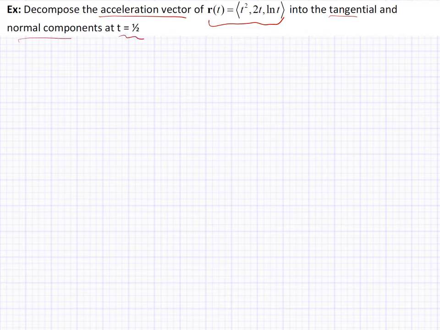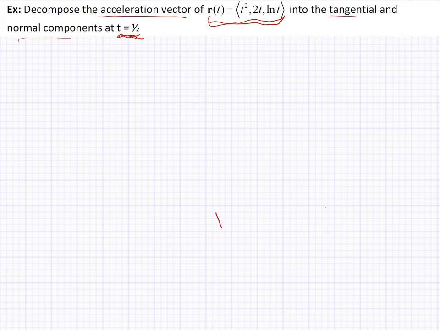Normally, this is not a very easy task. It's a fairly long problem, and even this one is pretty long. But it's made easier by giving you all this at a particular t value. If I asked you to just generally decompose the acceleration vector for a given vector valued function and not at a particular t value, this becomes even more difficult. We'll look at this easier one so we can get through this.